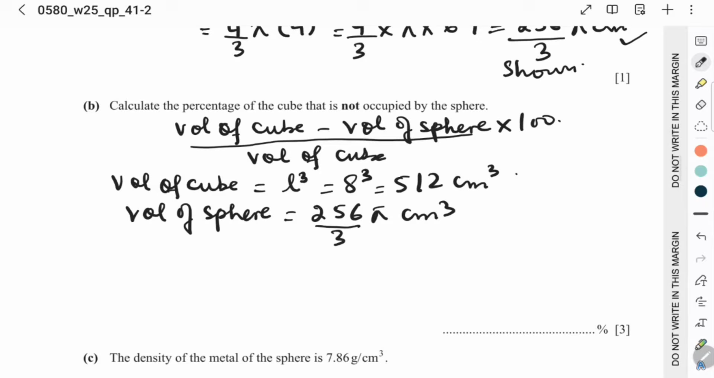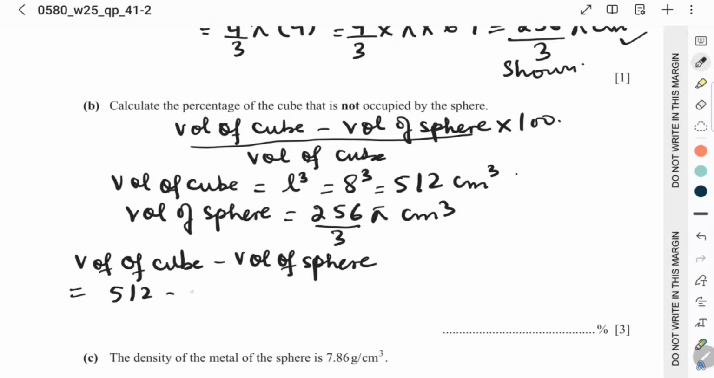All right, now this is done. Now what do we do? We just subtract both of them and find our answer. So the volume of the cube minus the volume of the sphere is equal to 512 minus 256 over 3 pi, which is equal to 243.92. Now we are going to find out the percentage.